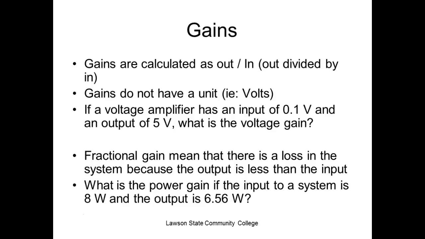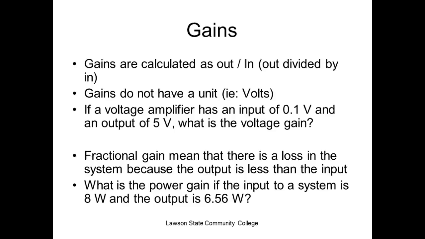No, it's out over in. It's out over in. 50, yeah, so the voltage gain would be 50. 50 what? 50 volts? Just 50. All it is is a multiplier, right? So if I know I have that gain, I can say, okay, if I get 10 volts out, what would be my input? Well, I could take 50 and divide it by my gain and come up with 1 volt, right? You understand that?